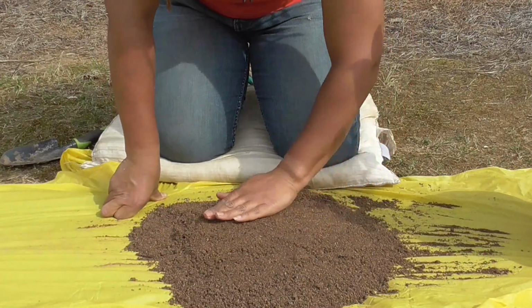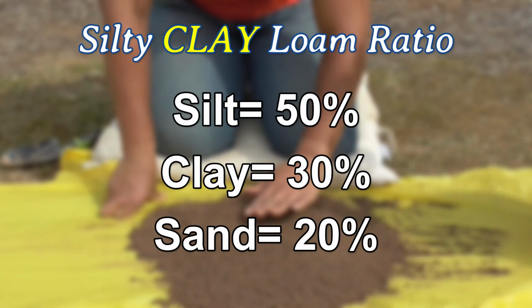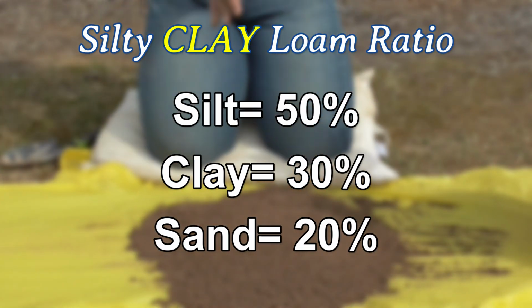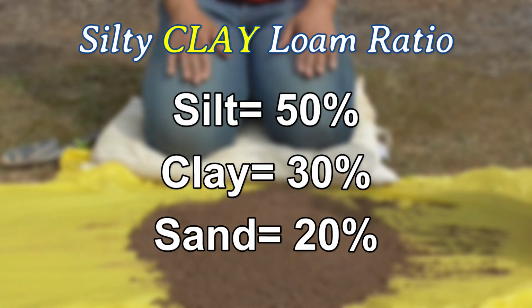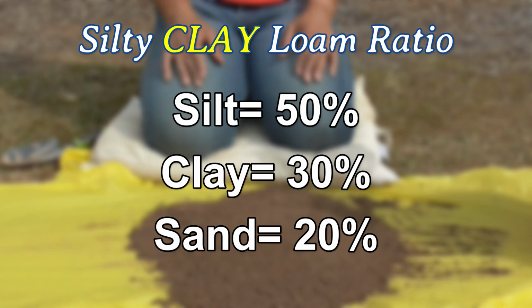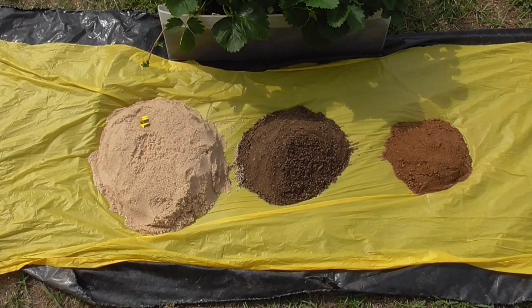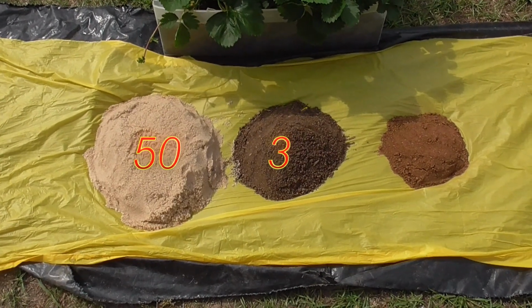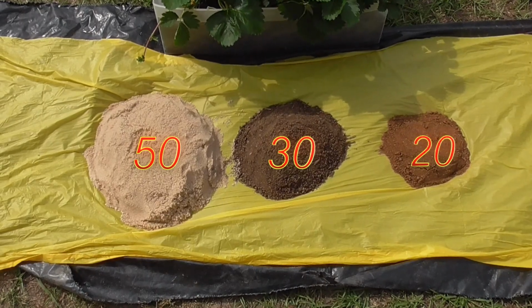If you have to make silty clay loam, the ratio is 50% silt, 30% clay, and 20% sand. Now let's move on to sandy loam, which is 50% sand, 30% silt, and 20% clay.